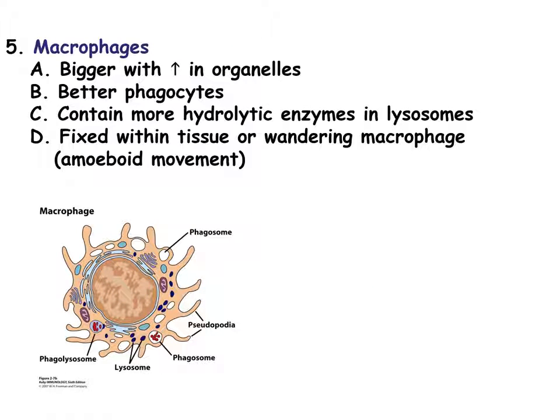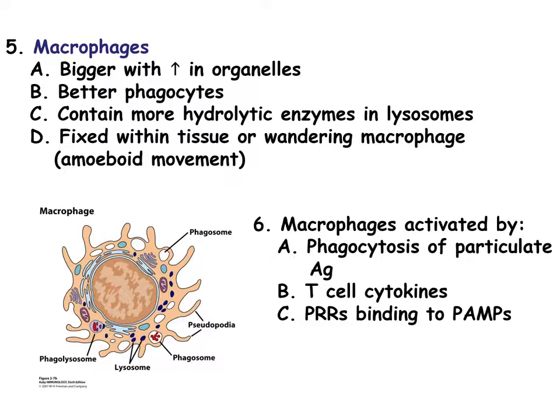As I was saying, macrophages are bigger than monocytes because they have an increase in the organelles, and they're better at phagocytosis. So they're more capable of ingesting more microorganisms. They also have an increase in the amount of the enzymes in their lysosomes that will help to break down the bacteria and maybe some extracellular viruses, and they're fixed within the tissue. Sometimes they can move a little bit with some amoeboid movement, but not so much. What we'll find out is if, however, it's a dendritic cell, yes, it can be very motile.